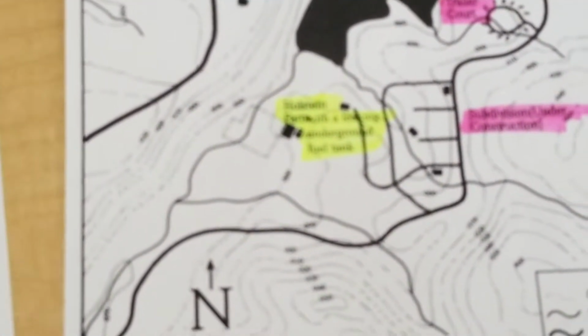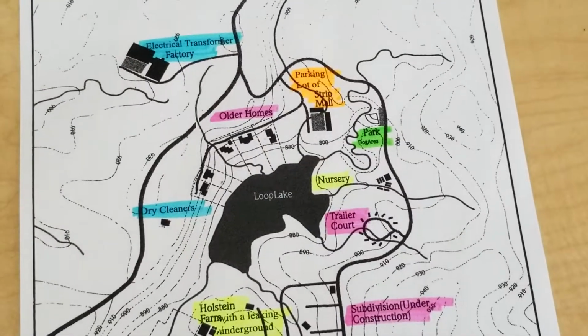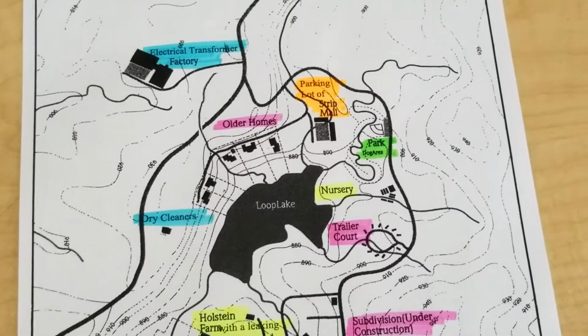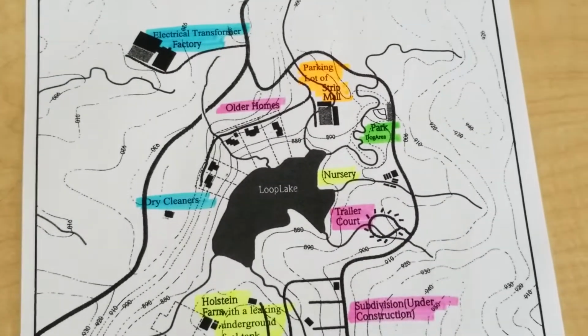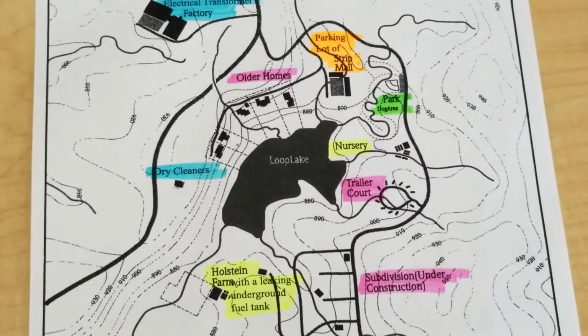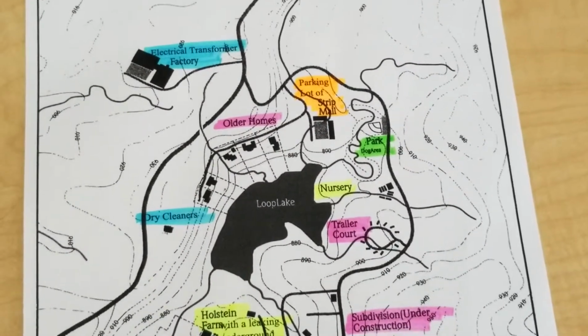And then the last one that we have not looked at is our blues. So the electrical transformer factory and the dry cleaners, both of those are blue. Both of those are going to be putting some kind of chemical waste out. They probably have parking lots, so you have a chance for gasoline or oil. But the primary thing I would say we're looking at there is going to be your chemical waste.